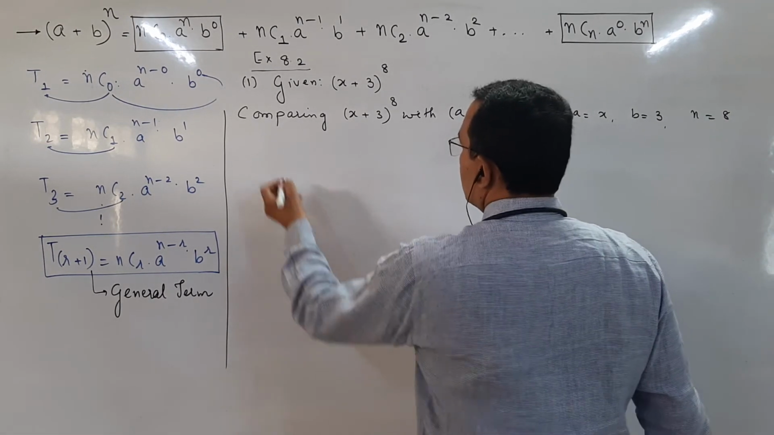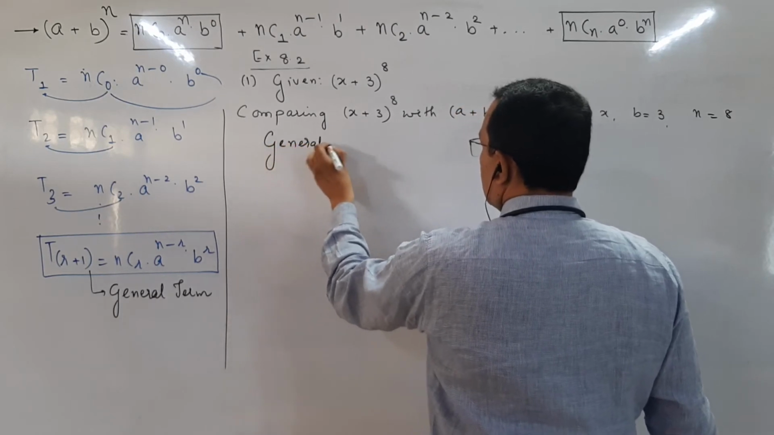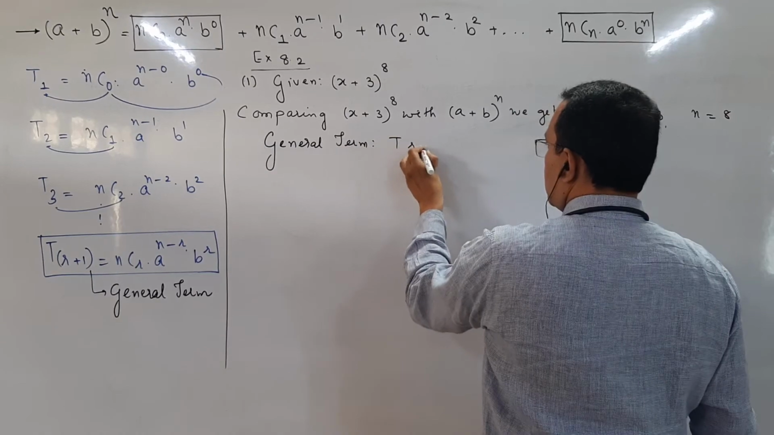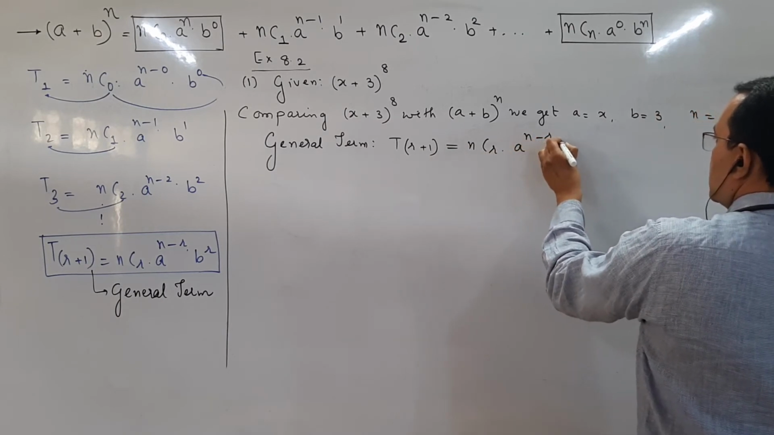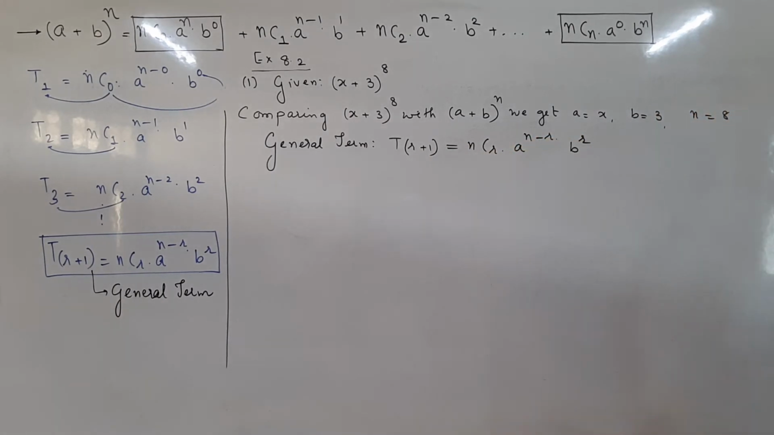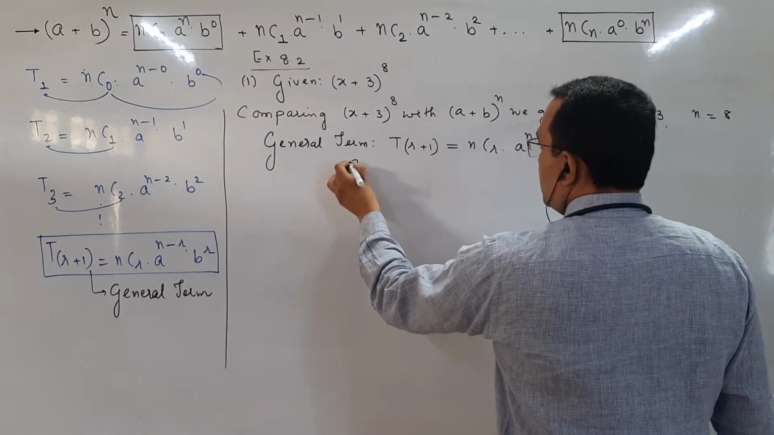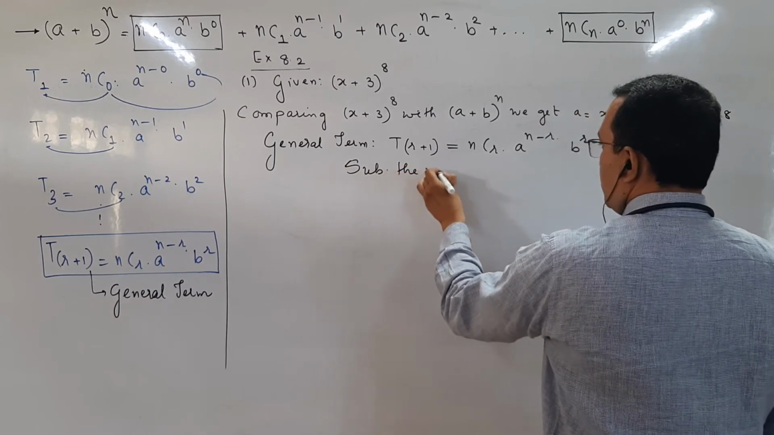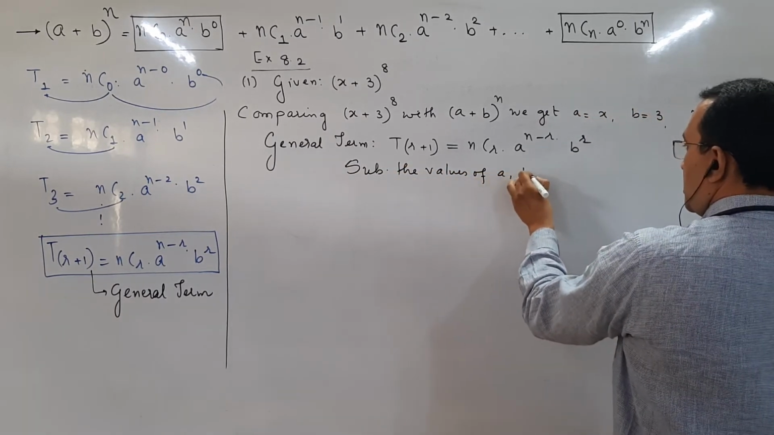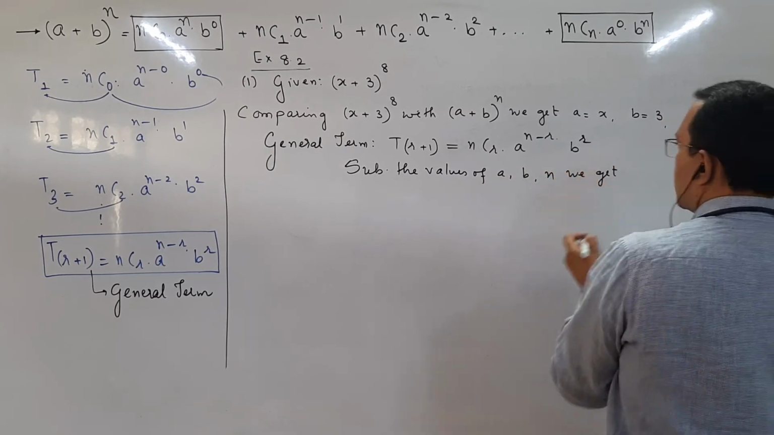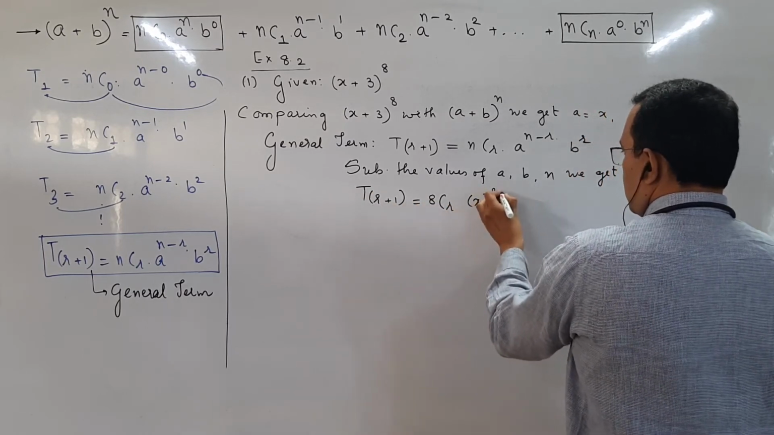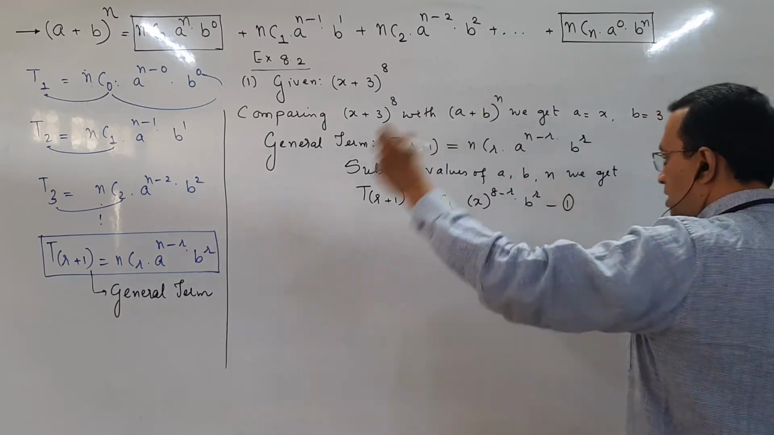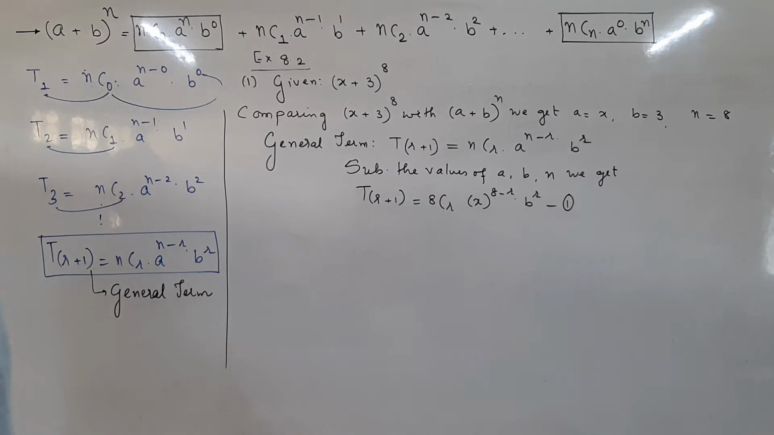Now we write the general term in the expansion: T r plus 1 is equal to nCr a raised to n minus r, b raised to r. Substituting the values of a, b, n, we get T r plus 1 is 8Cr x raised to 8 minus r, b raised to r. This is, students, result number 1.